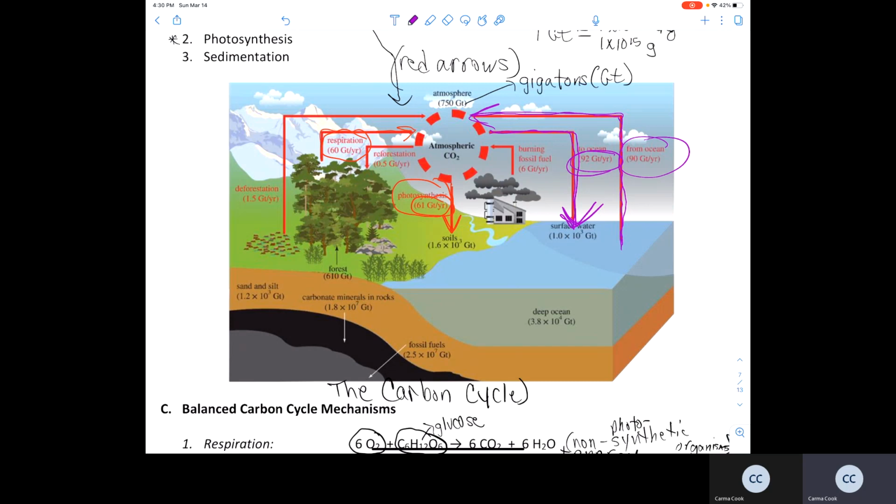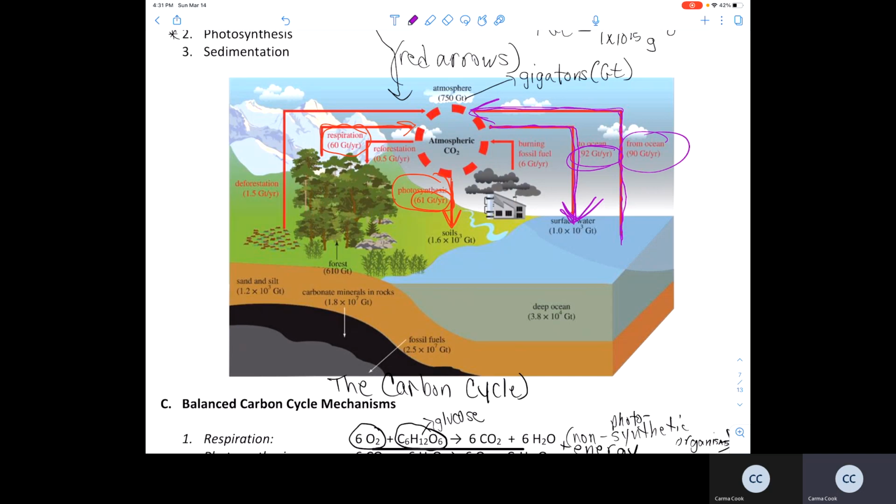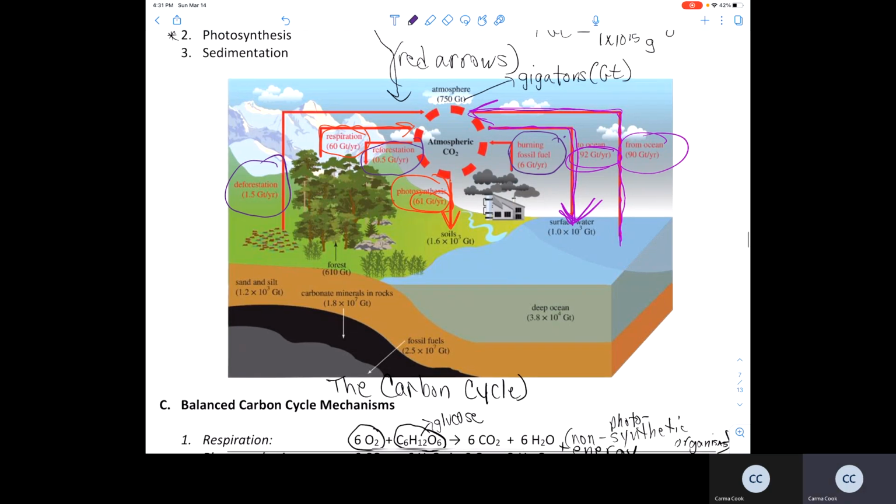And so you also note that there are some other arrows that we haven't talked about. You've got deforestation. You've got reforestation. And then you've also got burning fossil fuel. So burning fossil fuel adds 6 gigatons per year of CO2 into the atmosphere. The cutting down of trees, and of course we know trees are photosynthetic organisms, they remove CO2 from the atmosphere. So if there are fewer trees on the planet, less CO2 is being taken out of the atmosphere. And so you're unbalancing the photosynthesis and respiration processes. So deforestation adds 1.5 gigatons per year of CO2. And then the burning of fossil fuels adds another 6 gigatons per year.